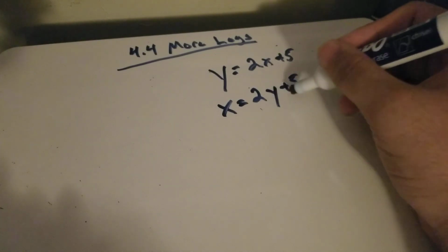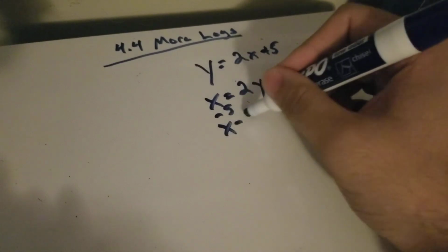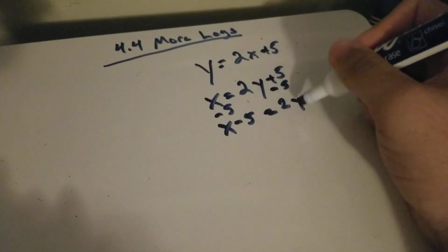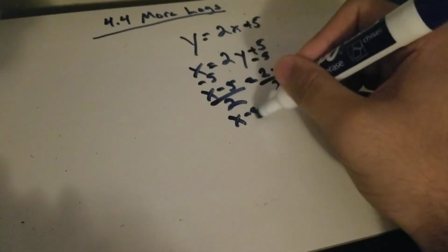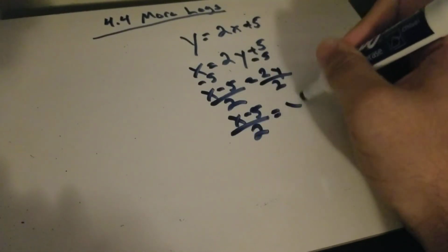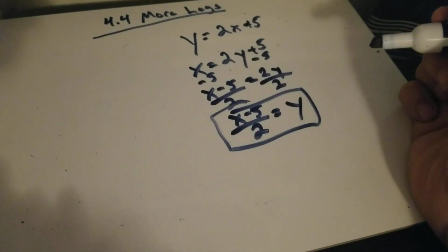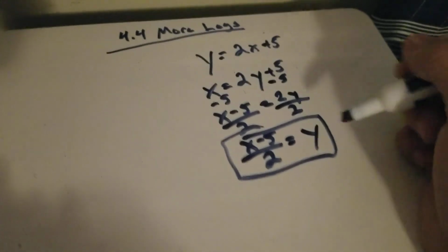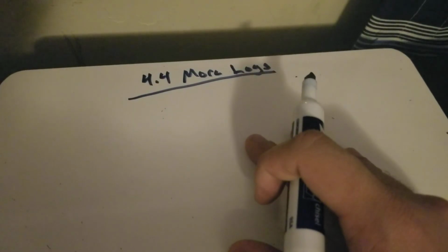Then you get the y by itself. So I would subtract 5 on both sides. So x minus 5 equals 2y. Then divide by 2 on both sides. So x minus 5, all of that divided by 2, would equal y. And that would get me my inverse. So that's how we found inverses in what we call a linear equation, just a normal equation. Now we're going to find inverses with logs, which, trust me, is not that bad.